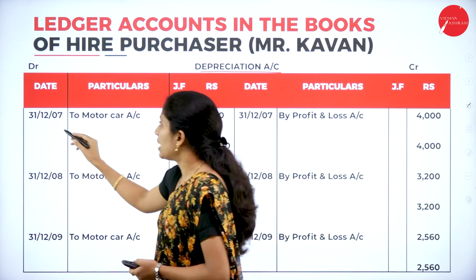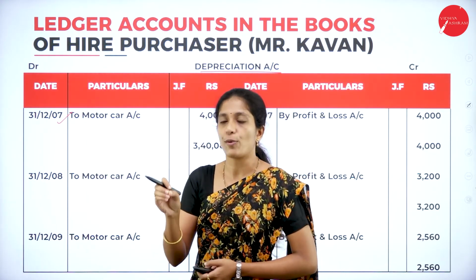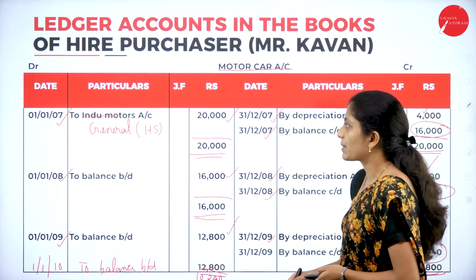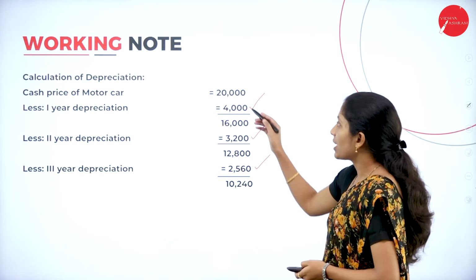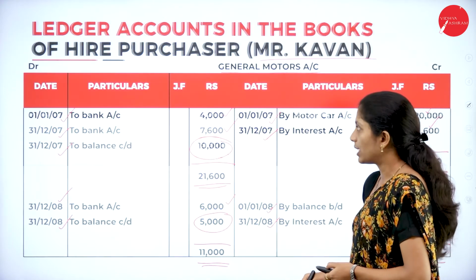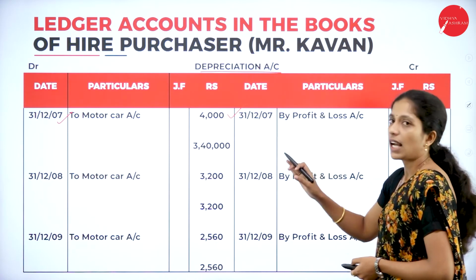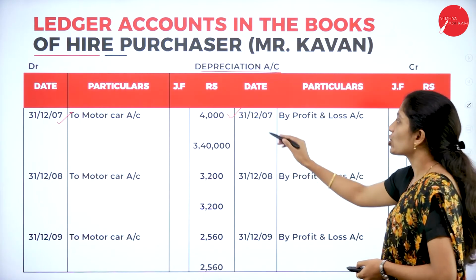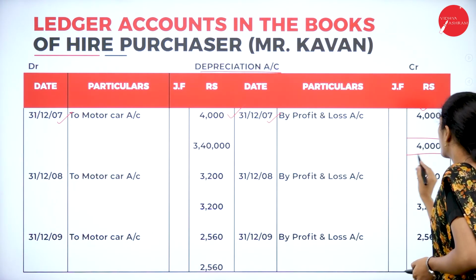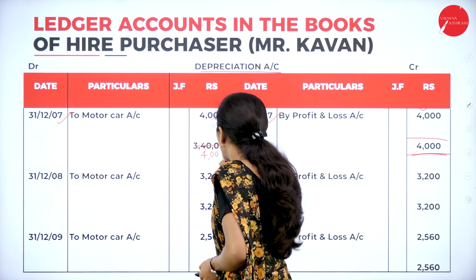Now come to the first year. End of first year is 31st/12/07. So depreciation account debit to motor car. So to motor car account. So how much is depreciation? First year depreciation is 4,000. So write that 4,000. Now transfer that 4,000 to profit and loss account. 31st/12/07 by profit and loss account 4,000. Now balance both the sides. So here also it's not 3,40,000. It should be 4,000.